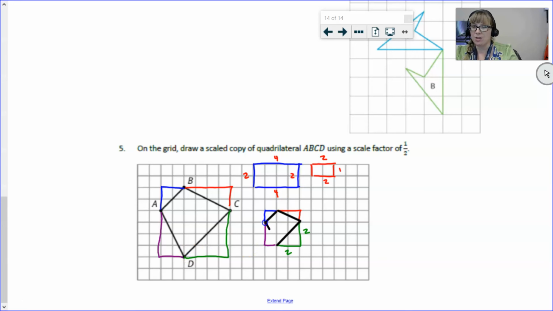That completes that figure. Notice that these two figures look the same. They are not congruent because one is bigger and one is smaller, but they have the same general shape. Good mathematicians would also label this A prime, B prime, C prime, and D prime.